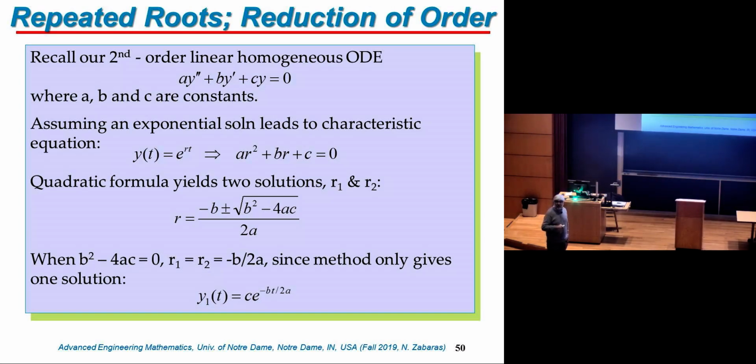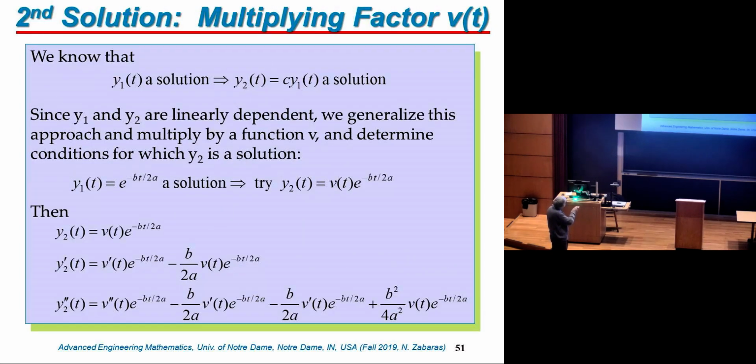Okay? So again, the obvious solution for constant coefficients would not work when a, b, and c are functions of time. So what do you do? So one solution looks like e to the minus b over 2a times t, okay? So we're going to try a second solution that looks like some function of t, v of t, times e to the minus bt over 2a. This concept is going to work for any case where you have the same R1 and R2, okay?